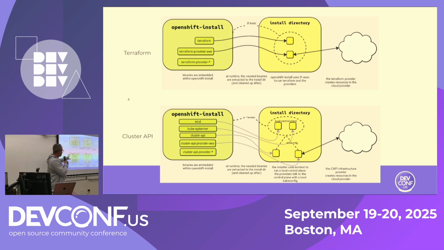We basically did the exact same thing with Cluster API, except we also bundled in a little control plane. So we had etcd, Kube API server, Cluster API controller, and then these specific cloud CAPI providers. We do the same thing. We extract all of those out into the install directory. We use envtest to run a little control plane, and then it makes calls to the cloud and provisions your infrastructure. So it's kind of neat how it worked out to basically follow the exact same pattern.